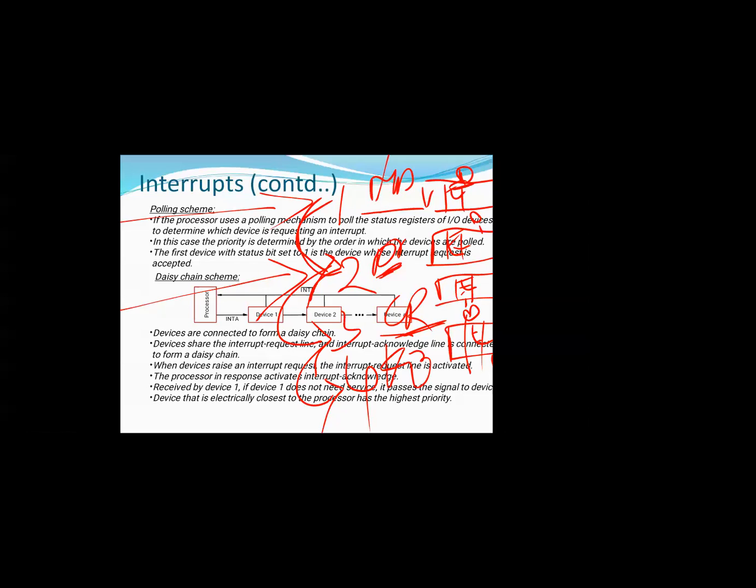Priority interrupt. When two or more devices are requesting at the same time, the processor decides which device to service first.